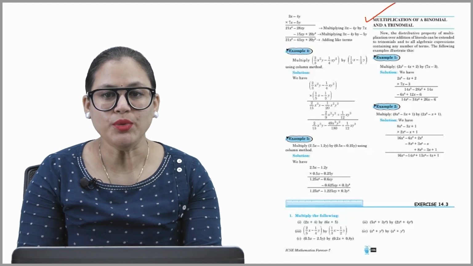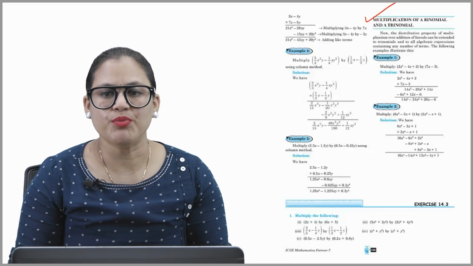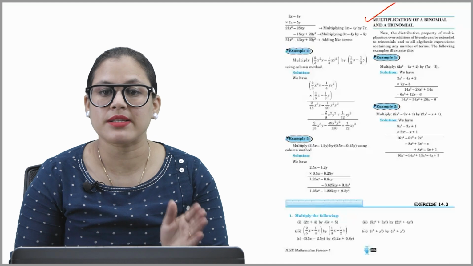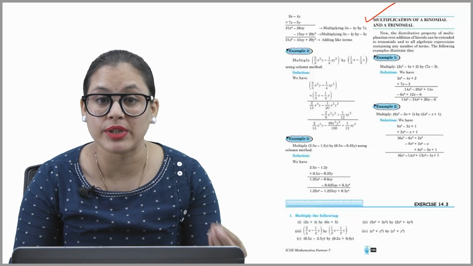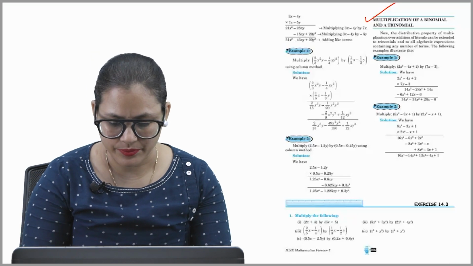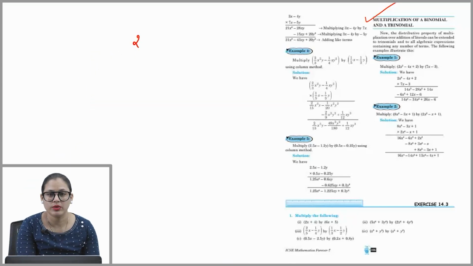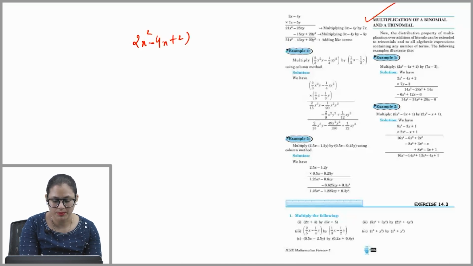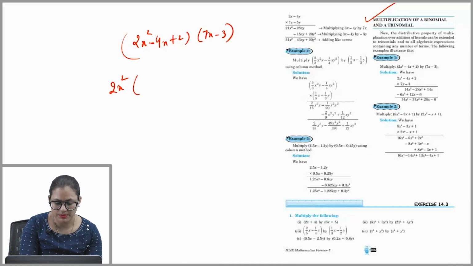Multiplication of a binomial and a trinomial. Now the distributive property of multiplication over addition of literals can be extended to trinomials and to all algebraic expressions containing any number of terms, okay. Let's do the example. We have to multiply 2x square minus 4x plus 2 by 7x minus 3, okay. So how are you going to do it? 2x square multiplied by 7x minus 3, minus 4x by 7x minus 3, plus 2 by 7x minus 3.